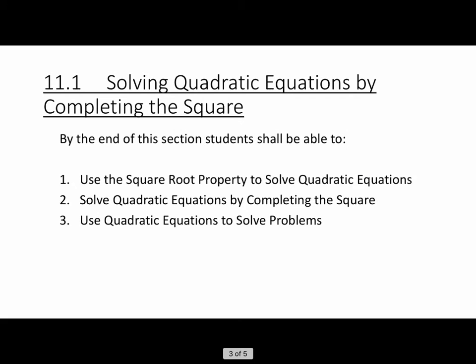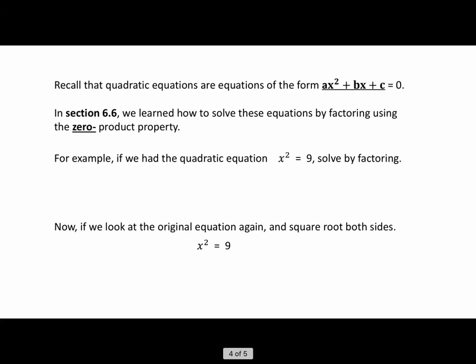11.1, solving quadratic equations by completing the square. And by the end of this section, you should be able to use the square root property to solve quadratic equations, solve quadratic equations by completing the square, and use quadratic equations to solve problems.